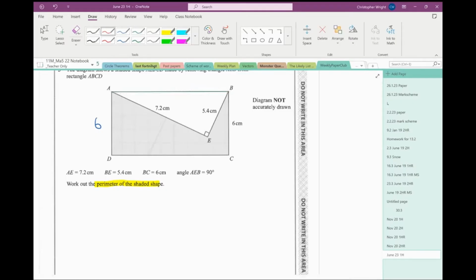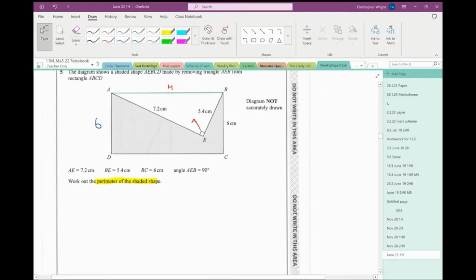So I'm going to be analysing the triangle ABE using Pythagoras. This side is the hypotenuse, so I need to find the hypotenuse AB. So AB squared will be 7.2 squared plus 5.4 squared, which is 81, which means that AB is the square root of 81, 9. So AB is 9, so that's 9, and that's 9.